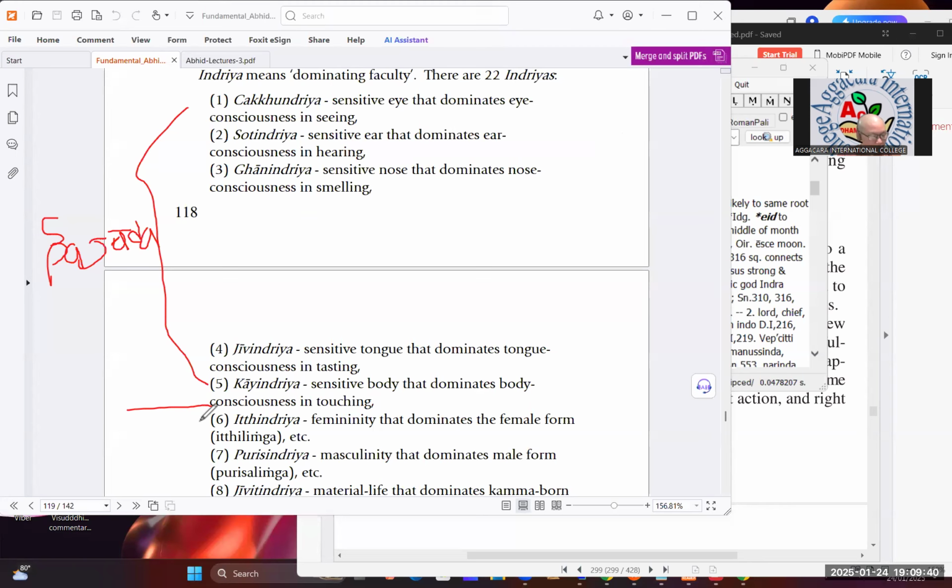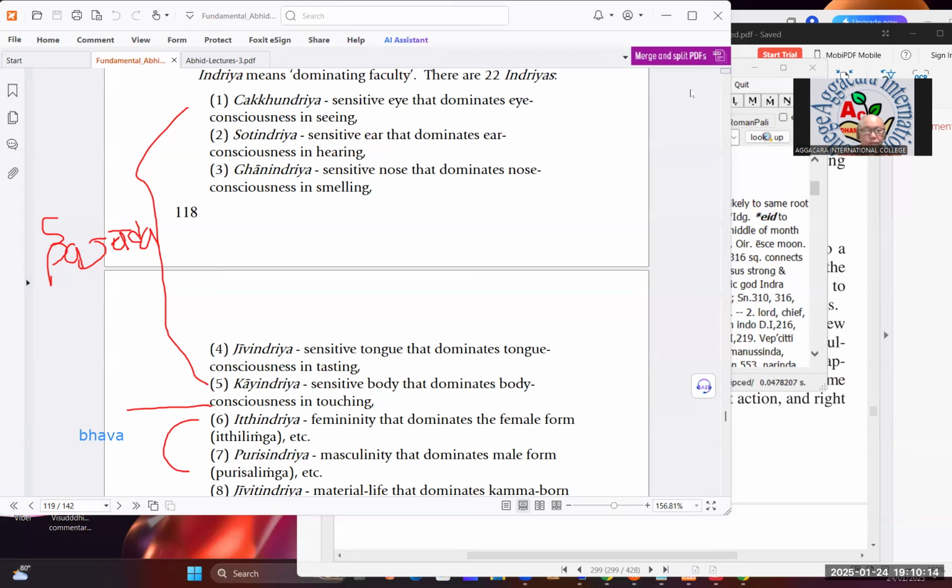And these 2, 6 and 7. In the chapter of Rupa, these 2 are called Bhava, right? So masculinity and femininity. So Itthindriya, Purisindriya, femininity and masculinity. So these 2 are 2 Bhava. So you have 5 here and Bhava 2. So you got 5 and 2, you got 7 already.